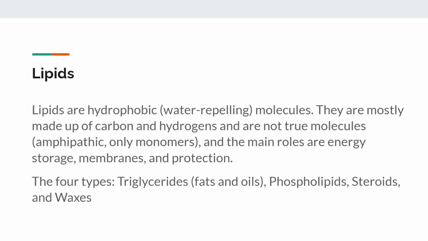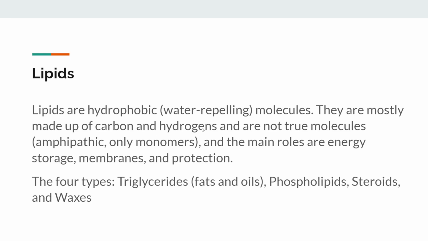So this is the last macromolecule. And hydrophobic just means water repelling molecules. Now there are lipids that essentially act like a detergent, where they have a hydrophobic end and a hydrophilic end. So they're just hydrophobic molecules.